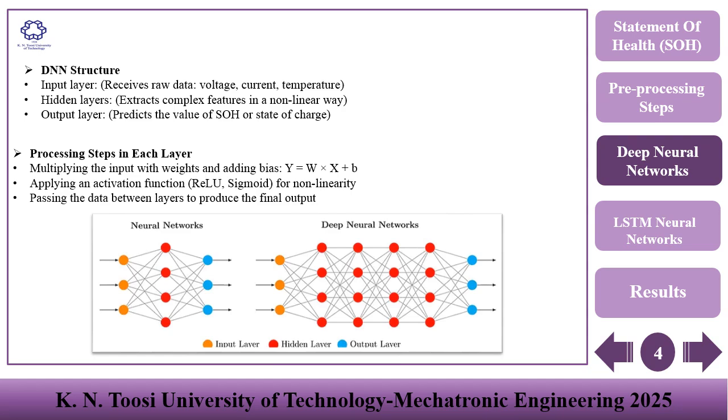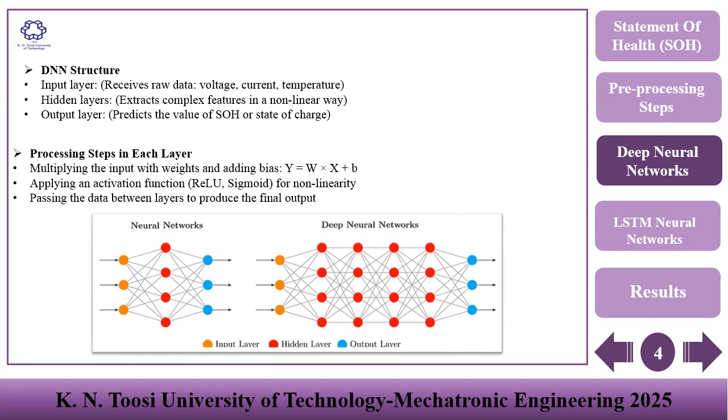In this slide, to predict critical values like a battery's state of health, or SOH, we represent the main structure of deep neural networks, or DNNs. The network structure begins with an input layer that receives raw sensor data like voltage, current, and temperature. This is followed by multiple hidden layers, which work together to extract complex, nonlinear features from this data. Finally, an output layer produces the prediction for SOH.